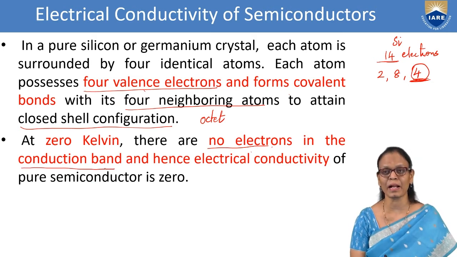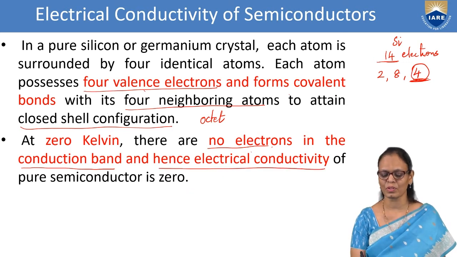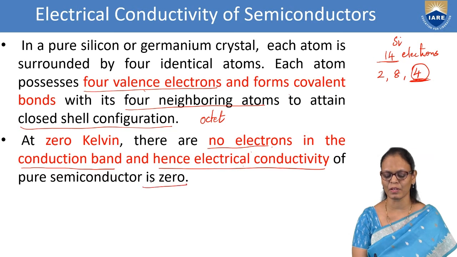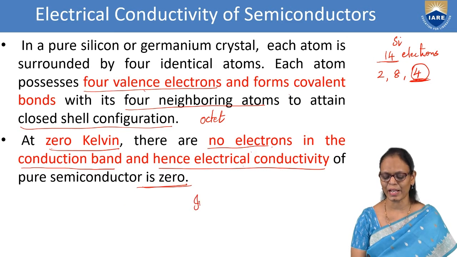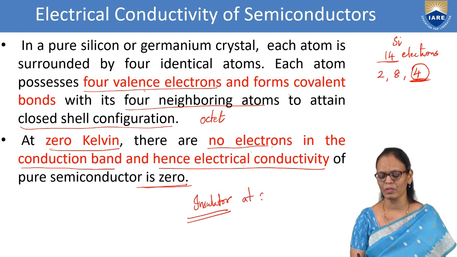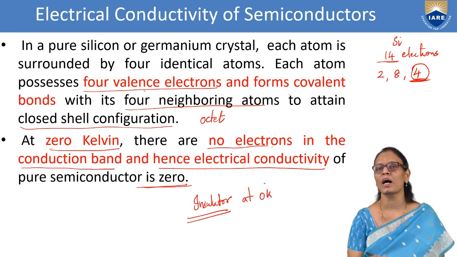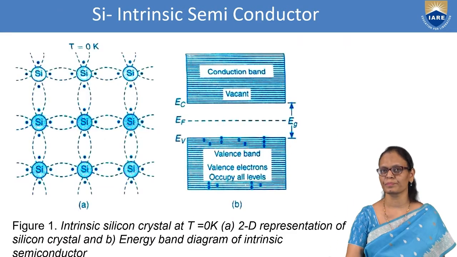When the conduction band is empty, there is no electrical conduction. So the electrical conductivity is 0. So at 0 Kelvin, there is no electrical conductivity. It behaves like an insulator only. There is no electrical conduction at 0 Kelvin. This is what you have to understand first about an intrinsic semiconductor.